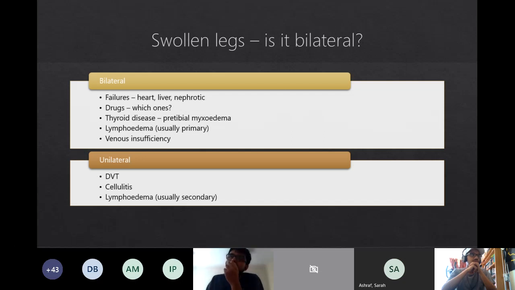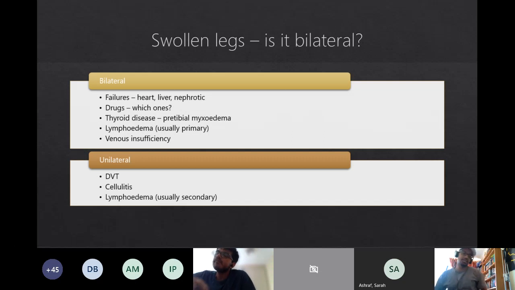And the bilateral causes all tend to be systemic diseases. So you have heart failure, liver disease, nephrotic syndrome, all your failures. We spoke about some immobility. So immobility can cause it because of fluid accumulation in the legs due to gravity. That's probably the commonest cause, actually. I haven't put that on the slides because I'm terrible. Venous pooling is definitely the most common.